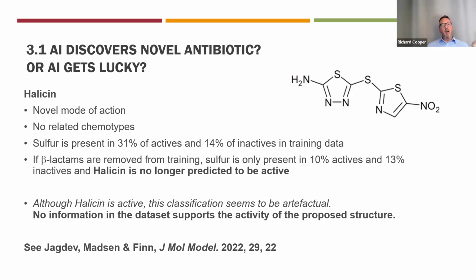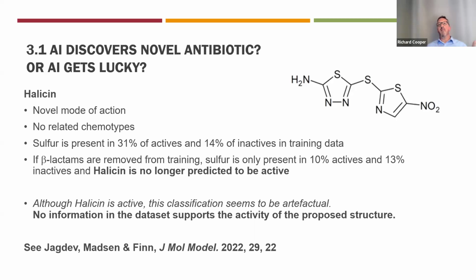antibiotic. Now, of course, there are a lot of sulfurs in the actives because there are a lot of beta-lactams amongst the antibiotic molecules, and they've all got sulfur in. And if we take the beta-lactams out of the training data, then the situation is reversed. So sulfur is now only present in 10% of the actives, and is present in 13% of the inactives. And surprise, surprise, halicin is no longer predicted to be active.